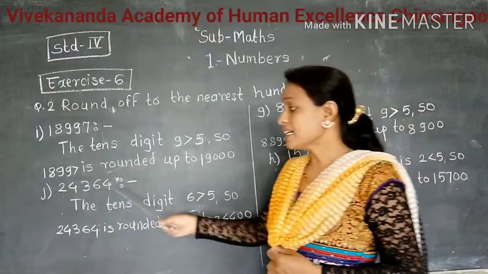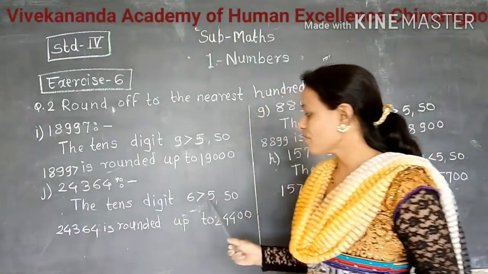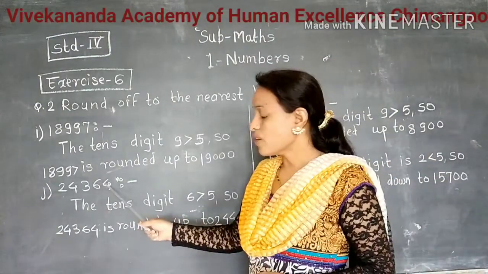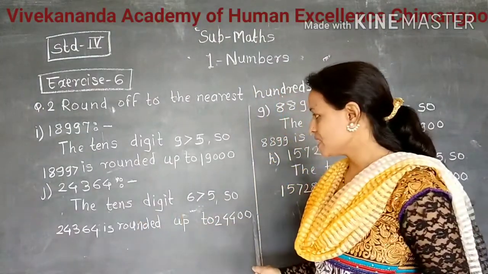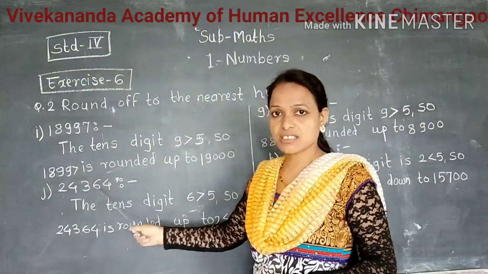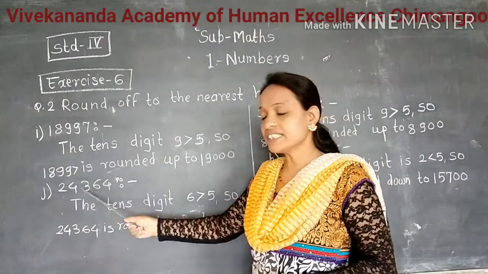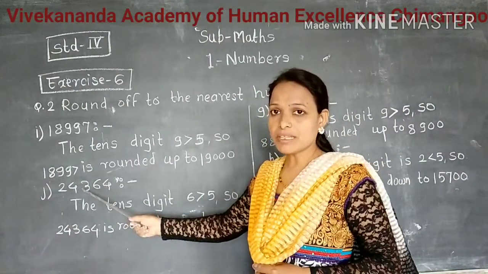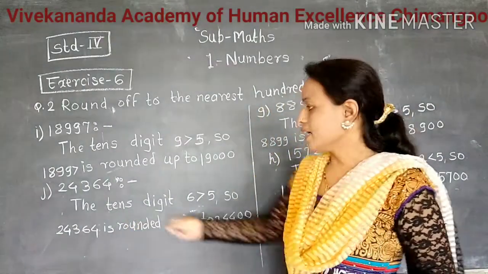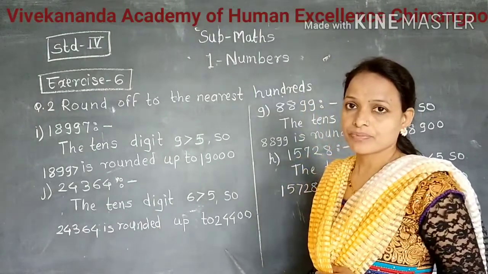24,364. Here the tens digit is 6, which is greater than 5. So the ones digit 4 is replaced by 0. The tens digit 6 is also replaced by 0. And the hundreds digit 3 is increased by 1, means 3 plus 1 is 4, and the remaining keep the same.